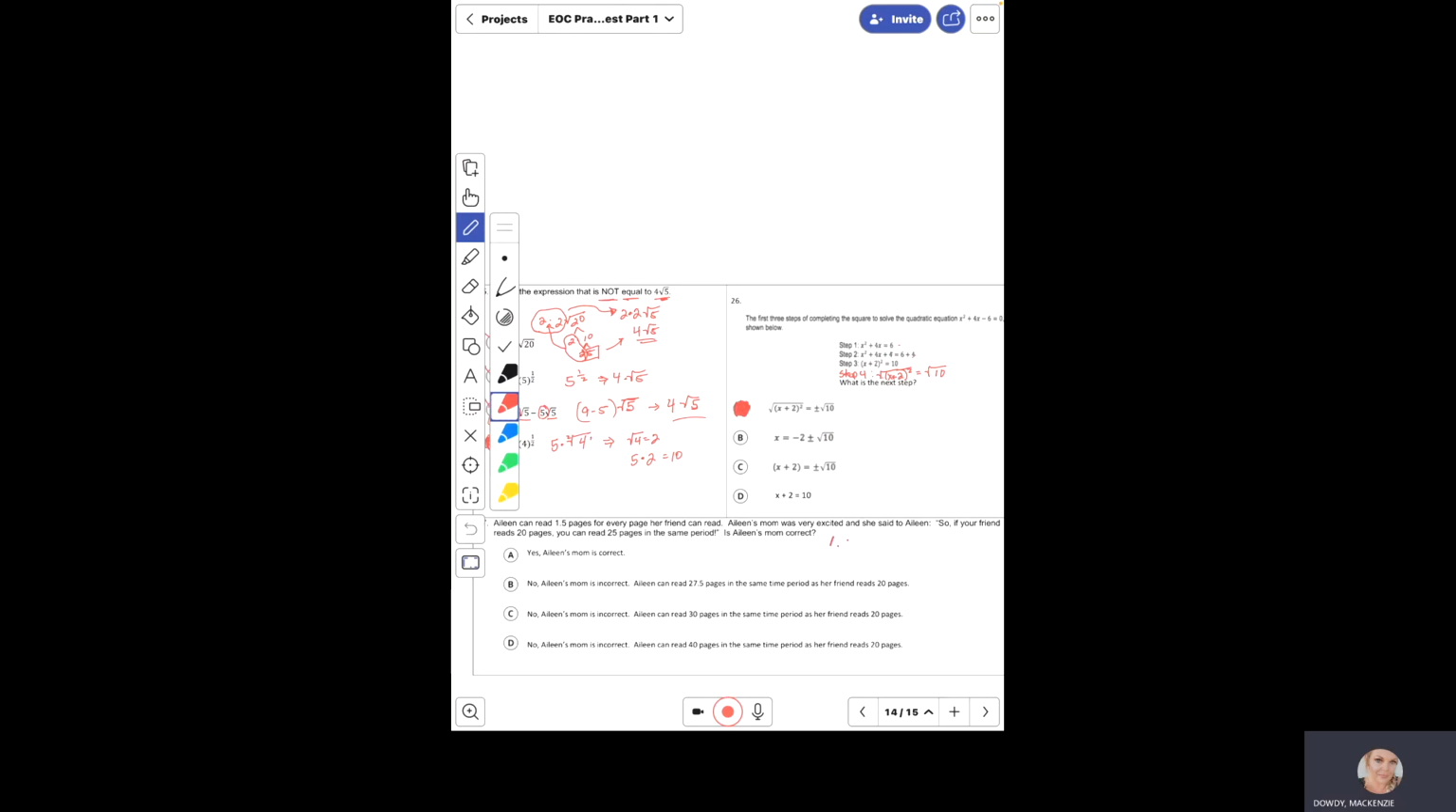So if Eileen can read 1.5 pages for every 1 page her friend can read, so she says if her friend can read 20, then how many can Eileen read?